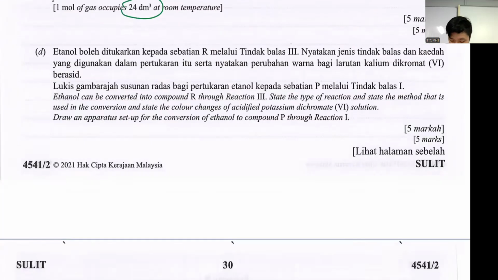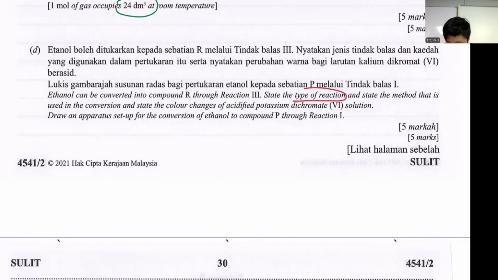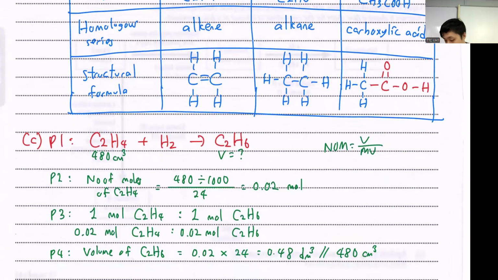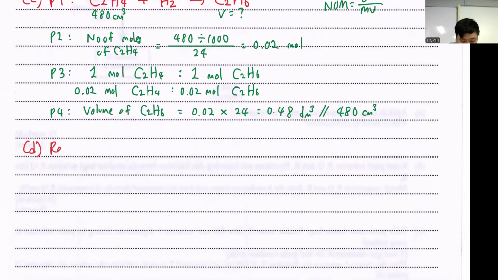So they ask, state the type of reaction. This is oxidation, 1 mark. State the method that is used in the conversion, and state the color change of the acidified potassium dichromate(VI) solution. So type of reaction first. So the third one is reaction 3.